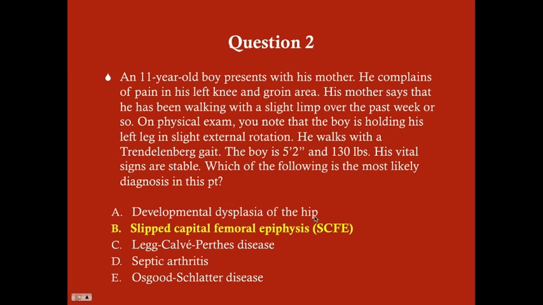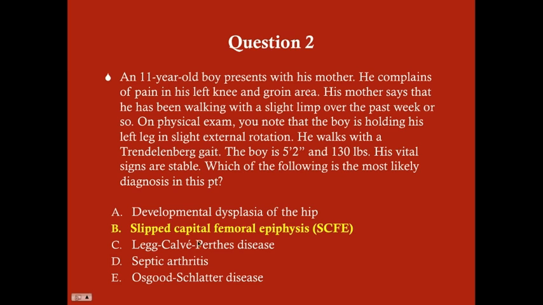Developmental dysplasia of the hip is something we see in newborns. You'll notice that when you do your Ortolani maneuvers. And then septic arthritis would be acute. You'd have a red, swollen hip, red, swollen knee. And then Osgood-Schlatter disease is only in the knee, not in the hip.